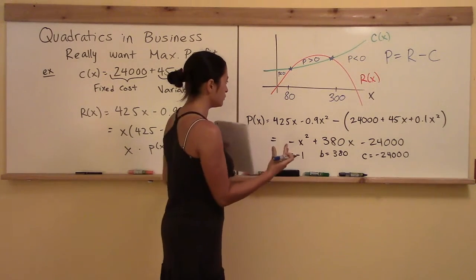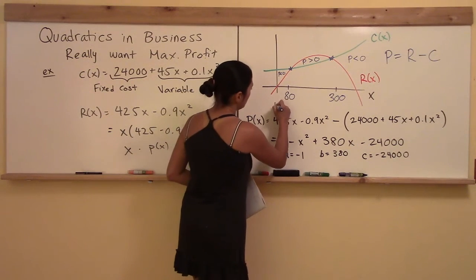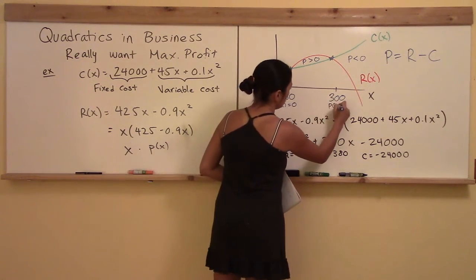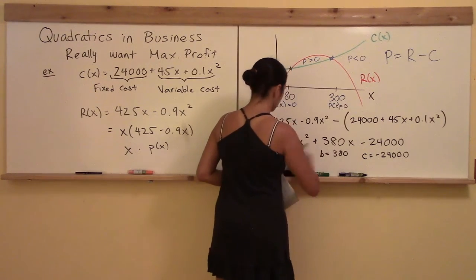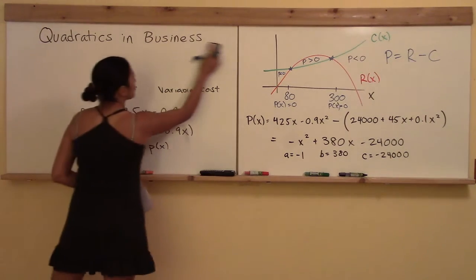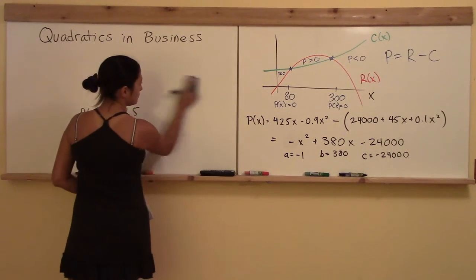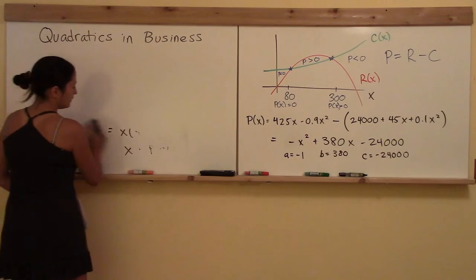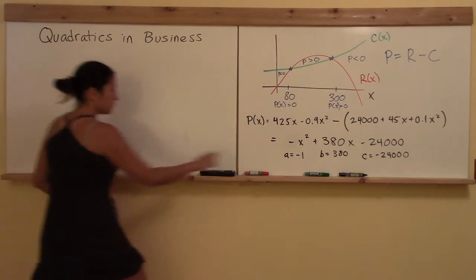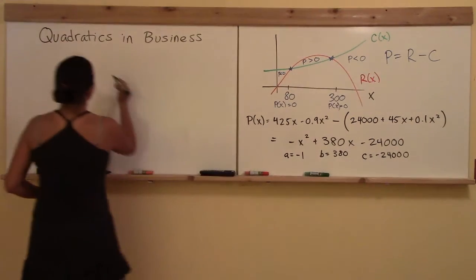Okay, so those are the two roots of my p of x, which is to say, this is a location where p of x equals 0, this is a location where p of x equals 0. Why don't I just draw a plot of p of x so we can compare it with that plot there, and then we can really visualize where we will find our max profit, okay?